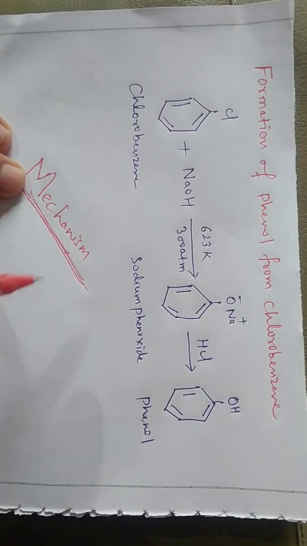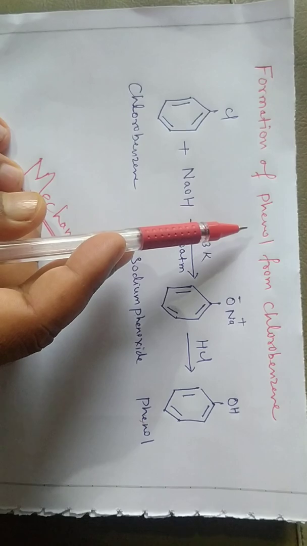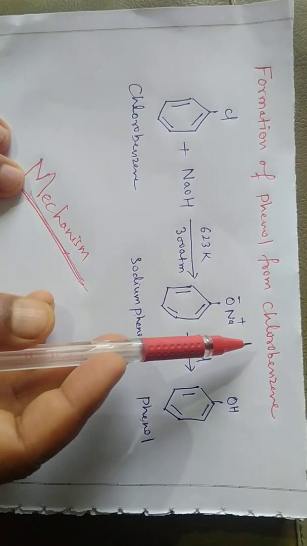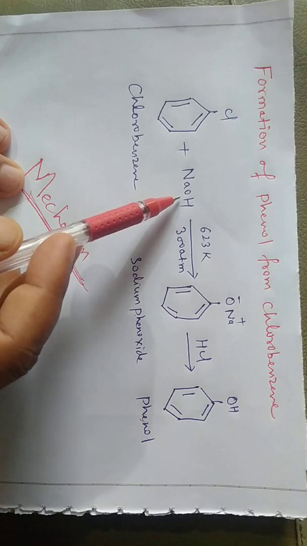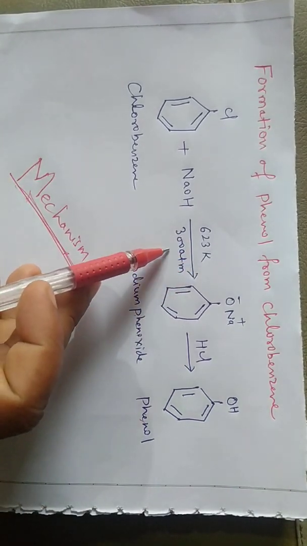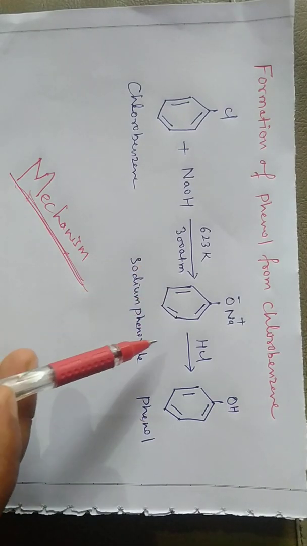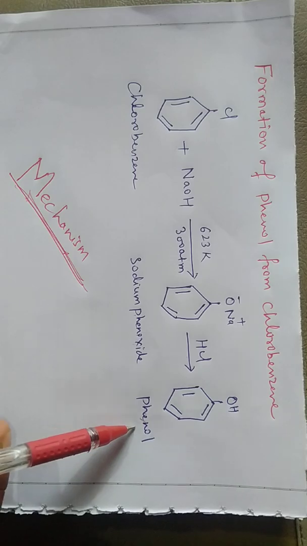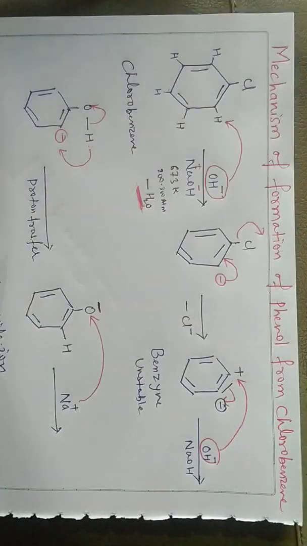Dear students, now I am going to discuss the formation of phenol from chlorobenzene. You will see that this one is chlorobenzene. It reacts with NaOH at temperature 623 Kelvin and 300 atmospheric pressure, forms sodium phenoxide, and which on acidification gives phenol. Let us discuss its mechanism now.